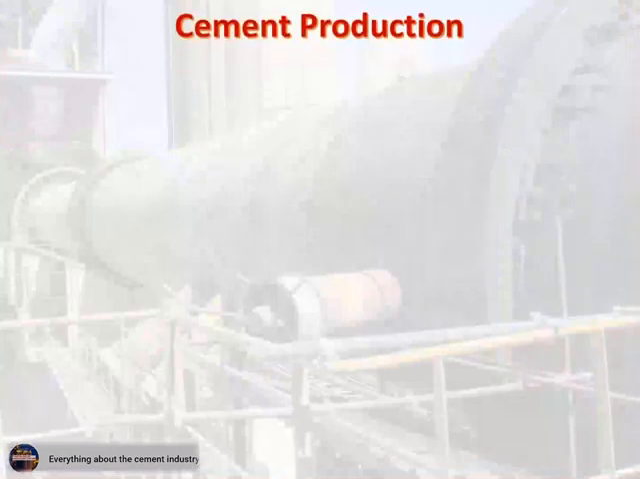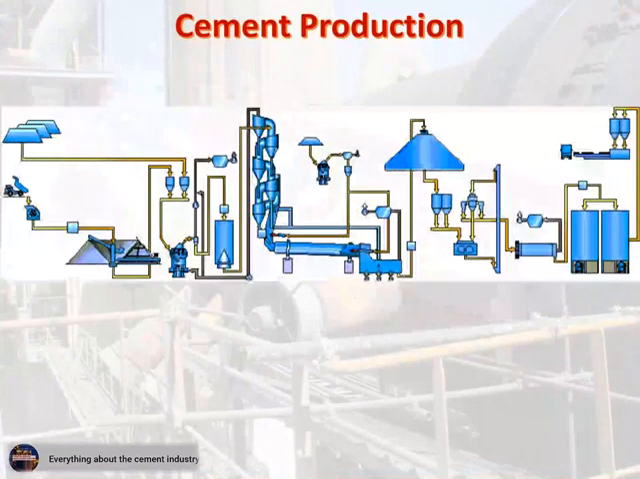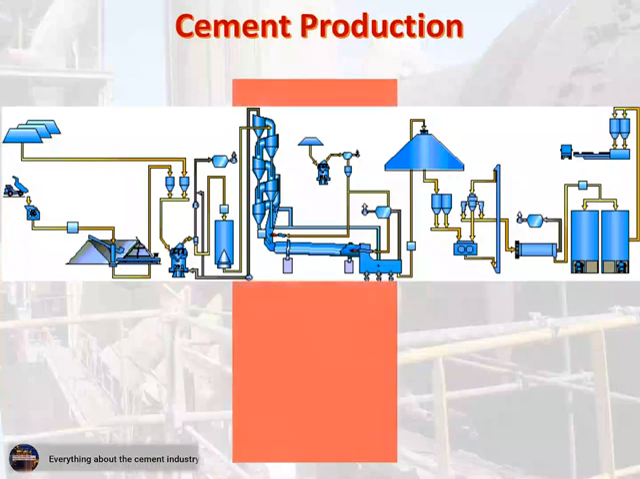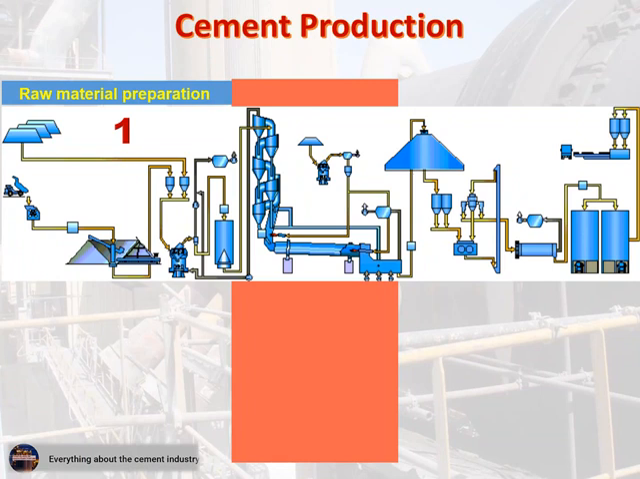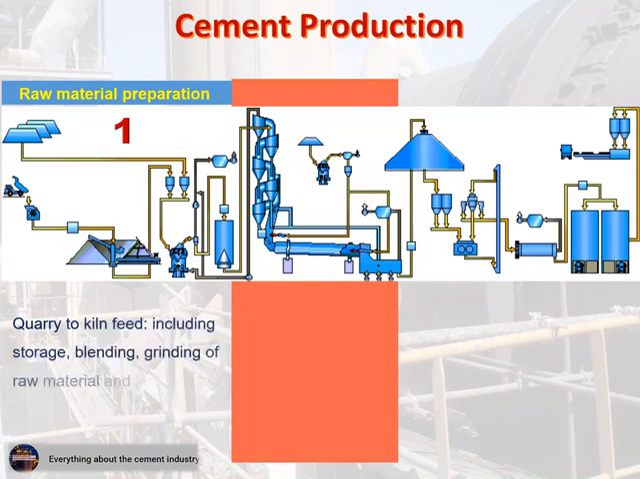Cement production. The stages of the cement industry are divided into 3 stages. The first stage: raw material preparation. This stage begins at the quarry and runs to the kiln feed, including storage, blending, grinding of raw material and fuel, homo-silo, dosing and dedusting.